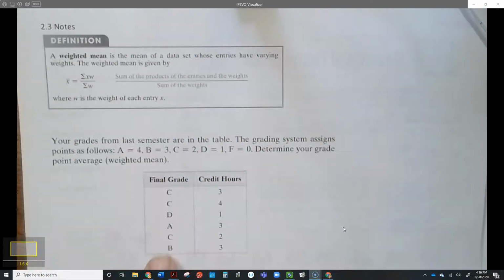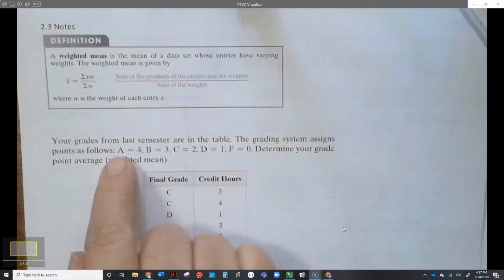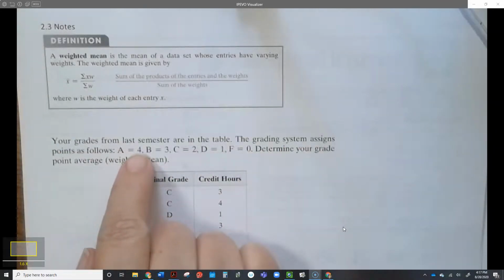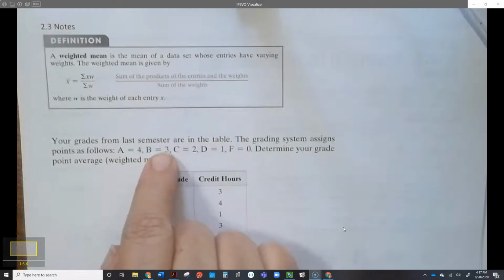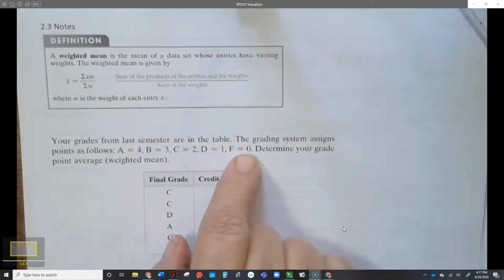Now, in this table that they give us, the grading system assigns the following. If you make an A, it's worth 4 points. A B is worth 3 points. A C is worth 2 points, and a D is worth 1 point, and an F is worth 0 points.